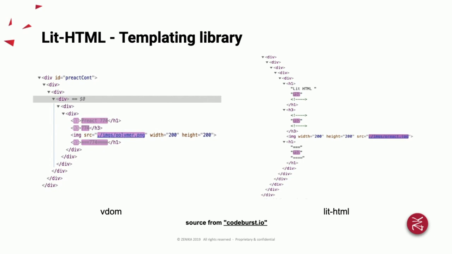If we take a look at the H1 element, what happens is the whole node is actually being re-rendered, while in lit-html, only the dynamic text, those numbers represented, are the only ones changing. Thank you to Codeverse for the image. So basically, lit-html is slightly faster compared to VDOM. It's like 30 to 40% faster depending on your browser.